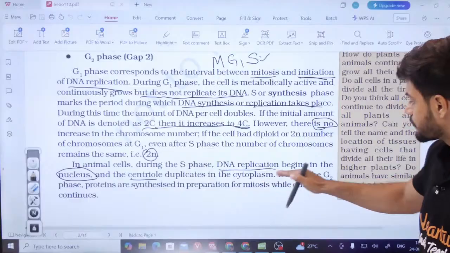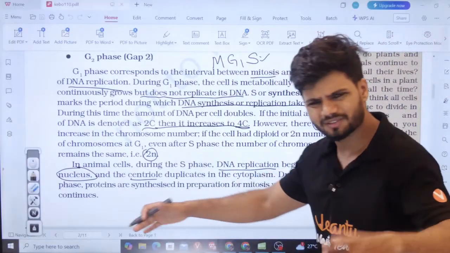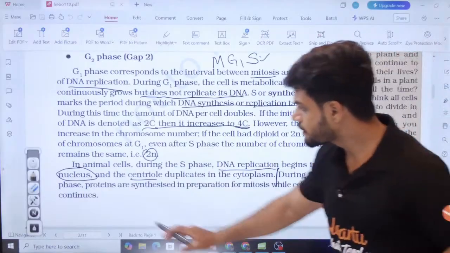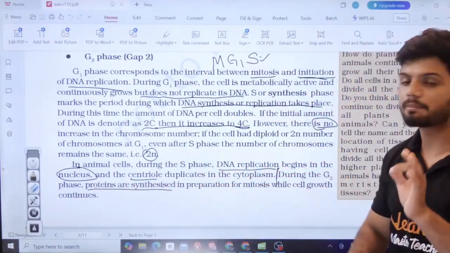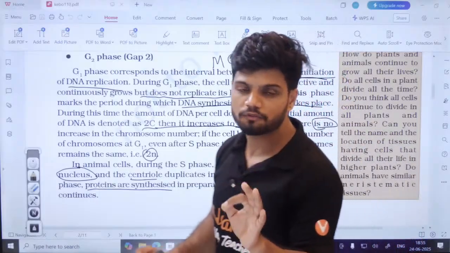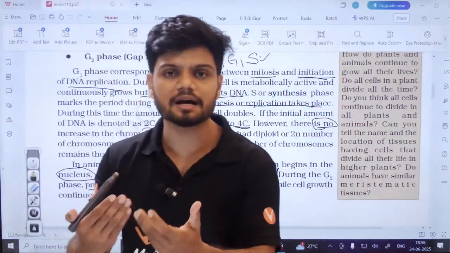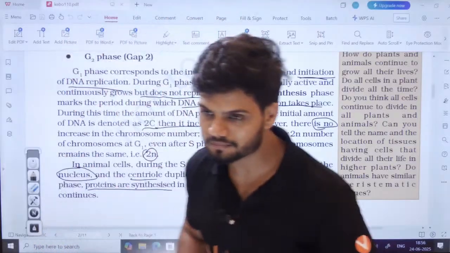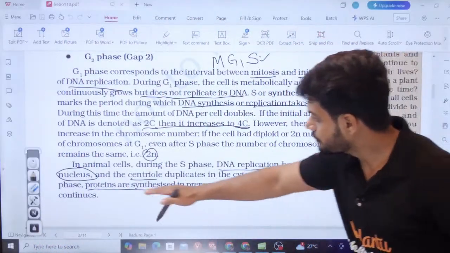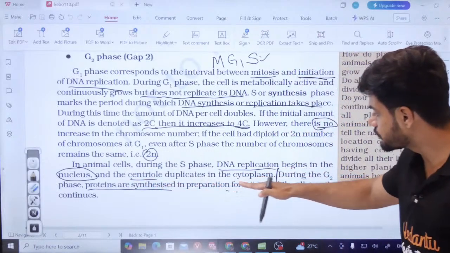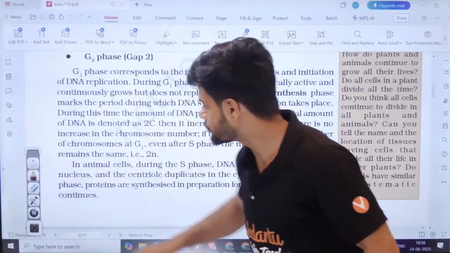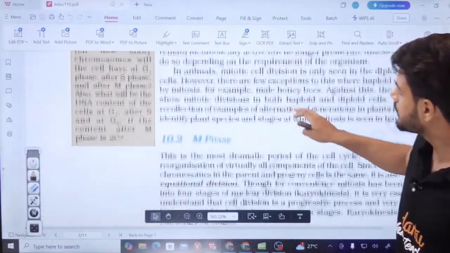Duplicates in the cytoplasm. During the G2 phase, this much is only given about G2, students. In G2 phase, proteins are synthesized. The main point for G2 is that proteins are synthesized in preparation for the mitosis while the cell growth continues. So that part is over.